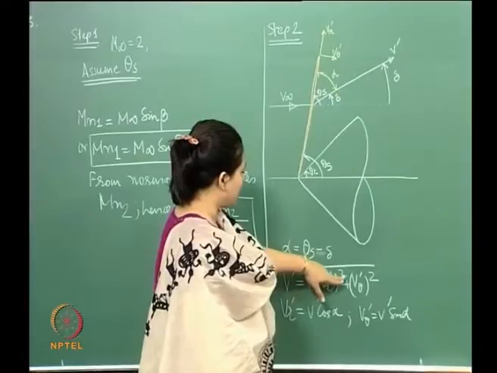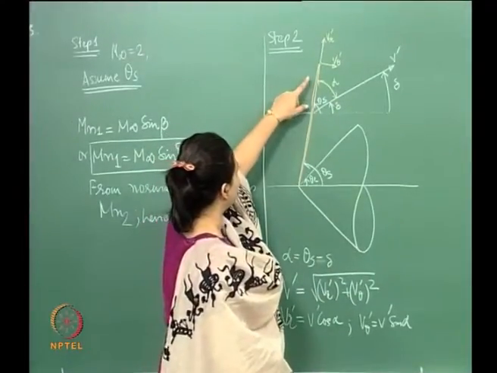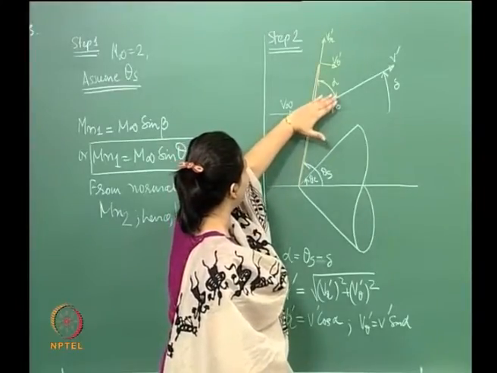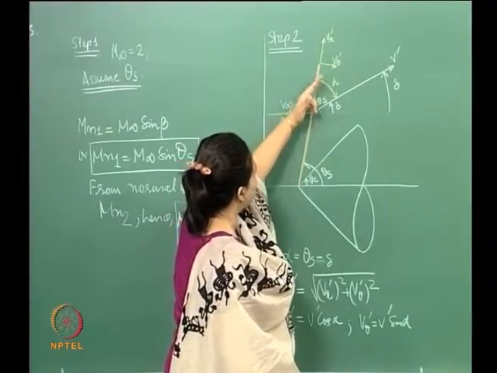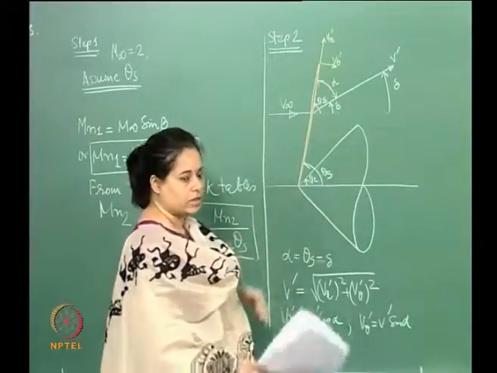So if you look at this picture over here, V dash is essentially V r dash square plus V theta dash square, and V r dash is V dash cos alpha and V theta dash is V dash sin alpha. If you look at this picture itself.